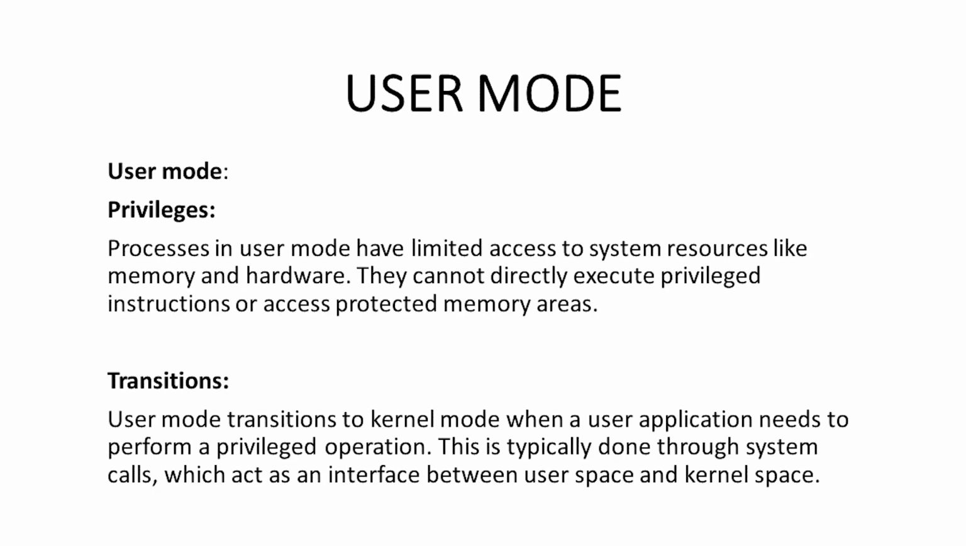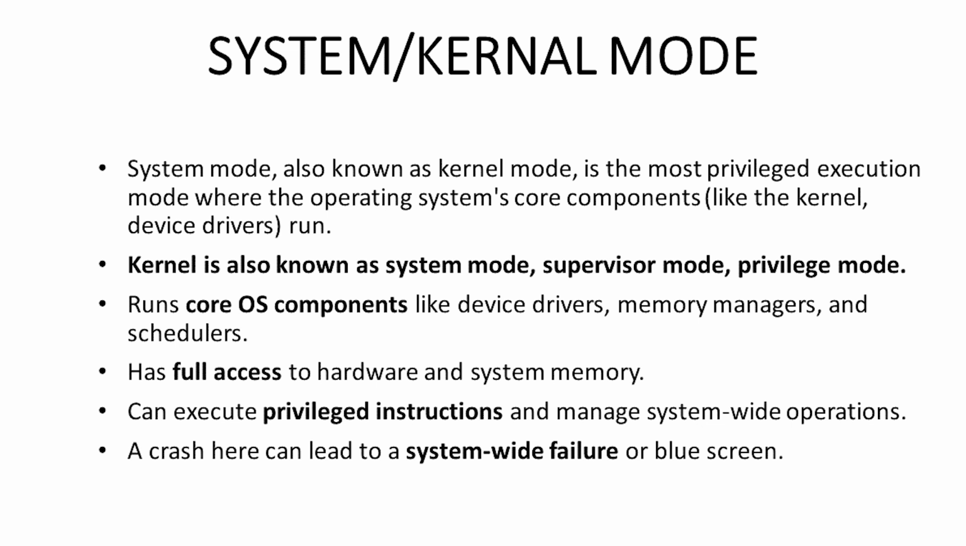As I told earlier, the user cannot access the hardware resources and memory directly. The processes in user mode have limited access to system resources like memory and hardware. They cannot directly execute privileged instructions or access protected memory areas. The next one is transition. User mode transitions to kernel mode when a user application needs to perform a privileged operation. This is typically done with the help of the system call, which acts as an interface between the user space and the kernel space.